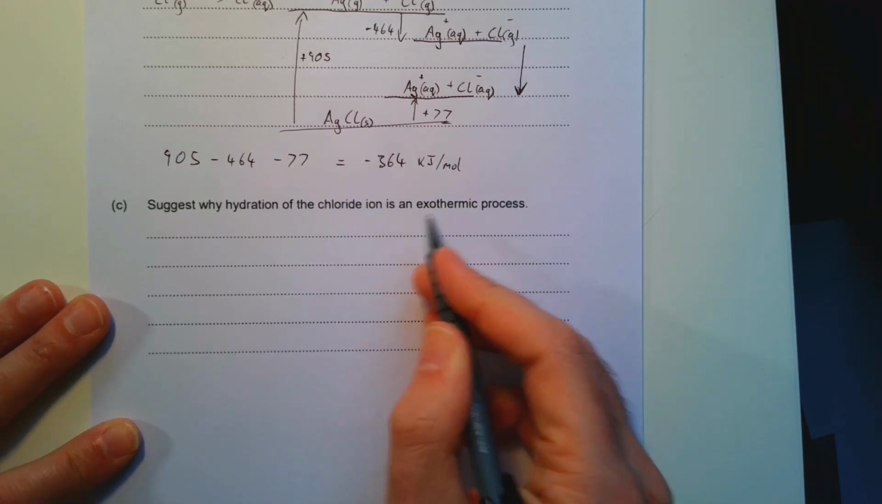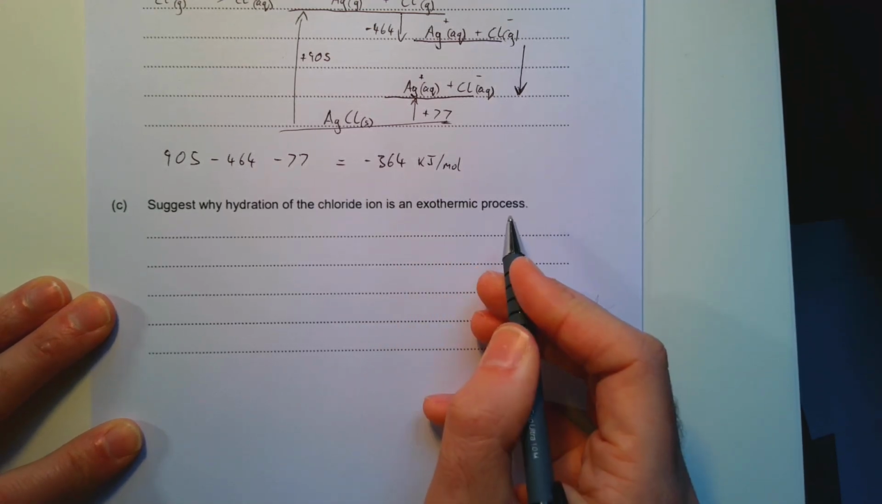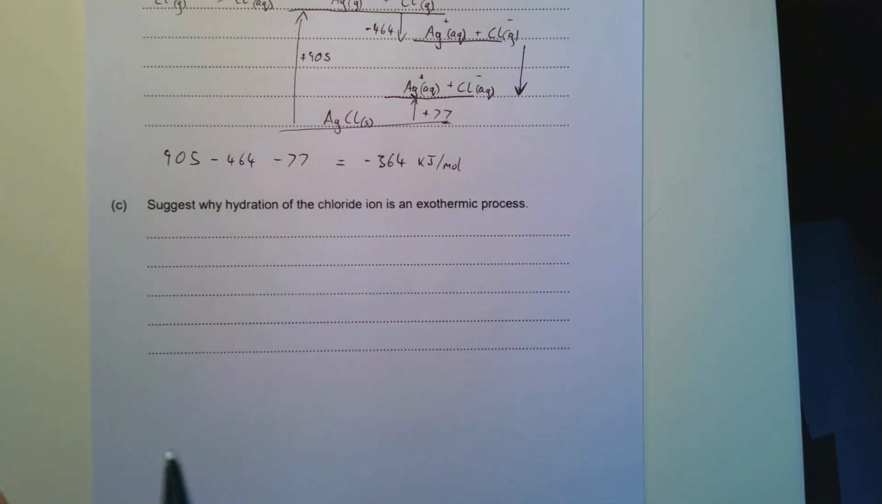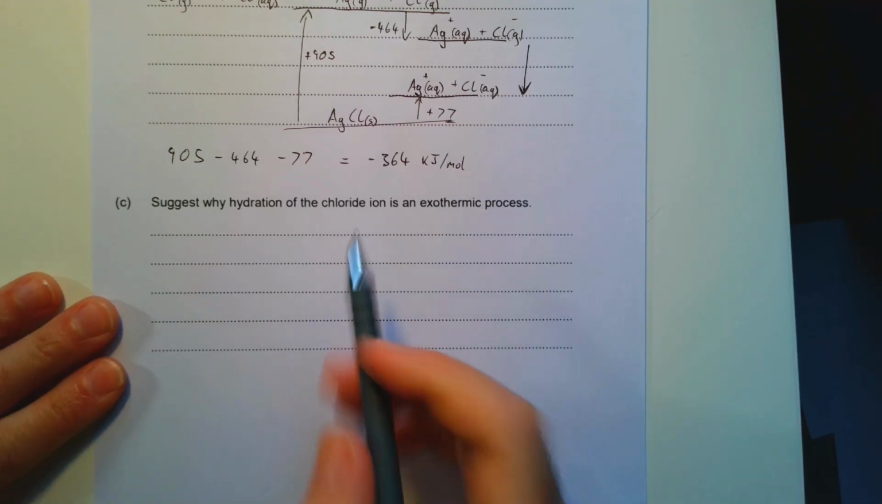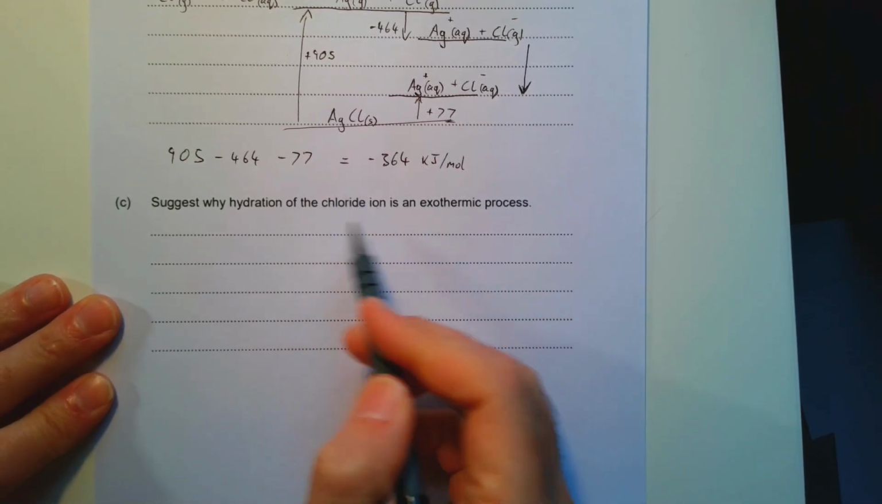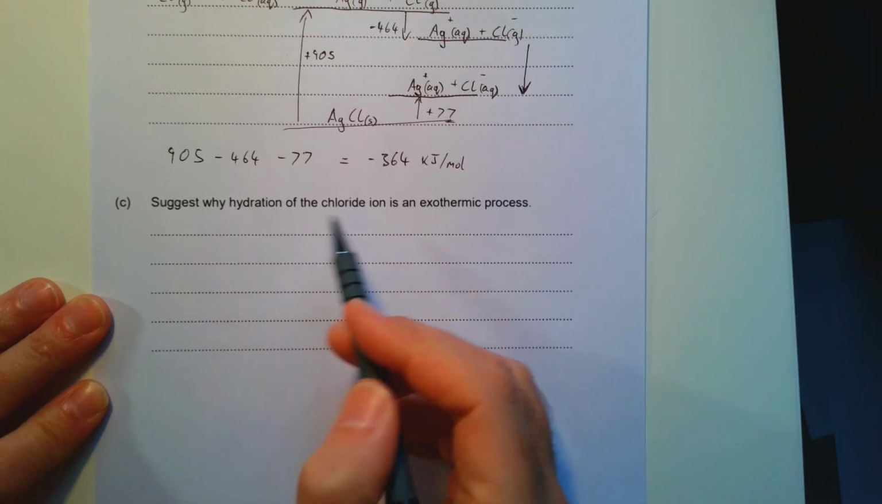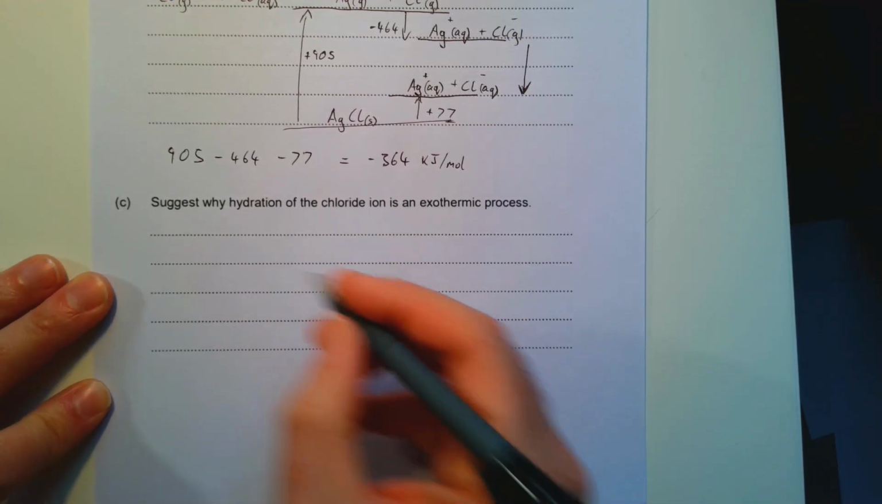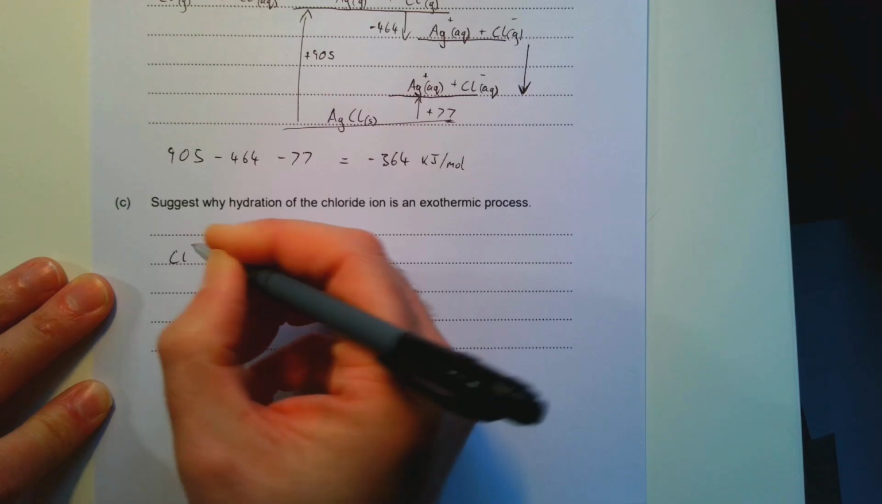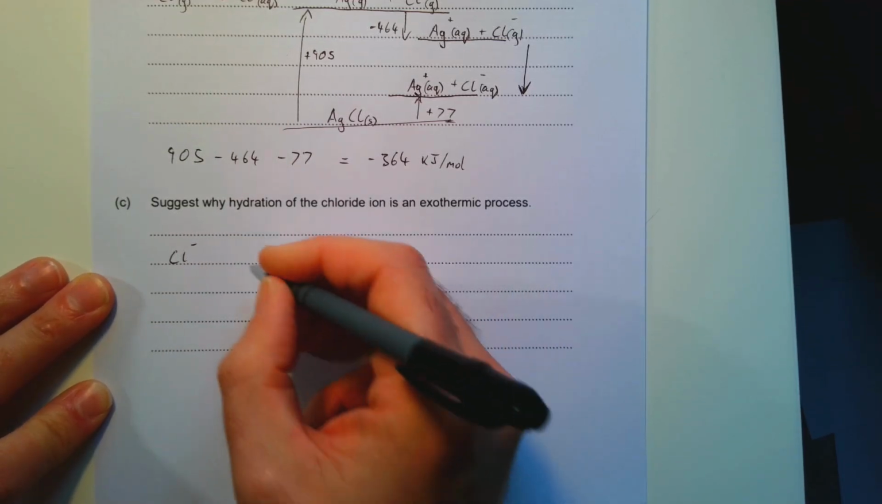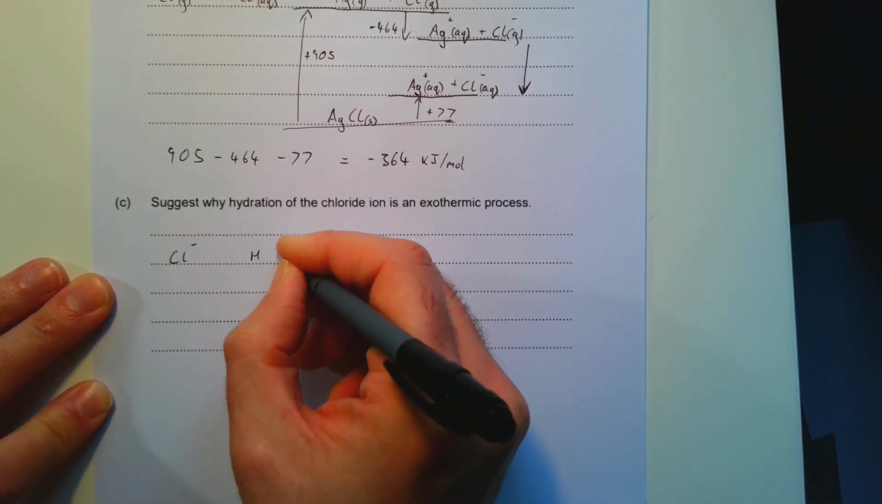Well, energy is given out when bonds are formed, when strong forces of attraction exist between particles. So we're wondering to ourselves, what could it be when the chloride ion is dissolved in water? What strong forces of attraction might form? And we think of the chloride ion and we think, right, that's Cl minus. And we think of the water molecule and we think, what have we got?